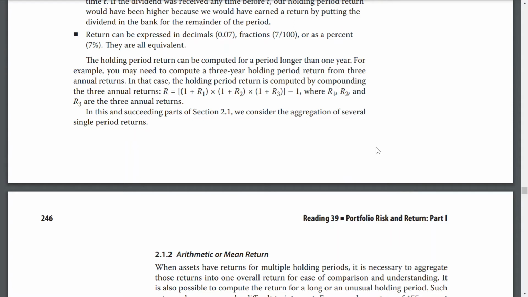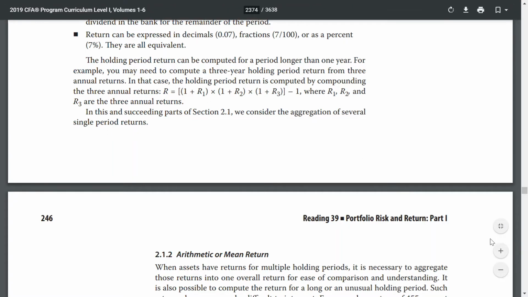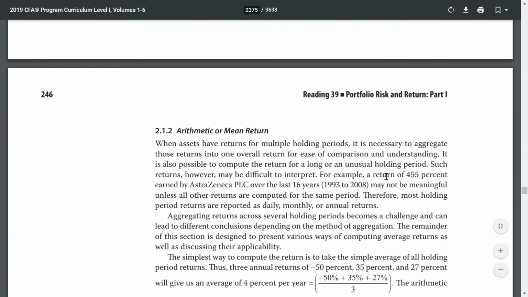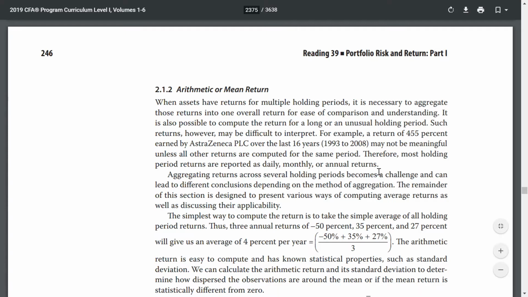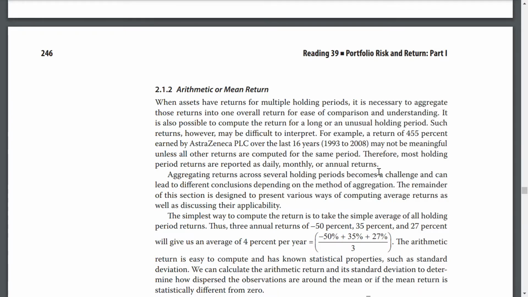In this and succeeding parts of Section 2.1, we consider the aggregation of several single period returns. An asset may have returns for multiple period holdings. It is necessary to aggregate these returns into one overall return for ease of comparison and understanding. It's also possible to compute the return for a long or an unusual holding period, such returns, however, may be difficult to interpret.